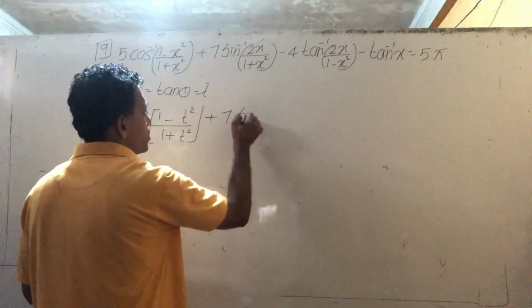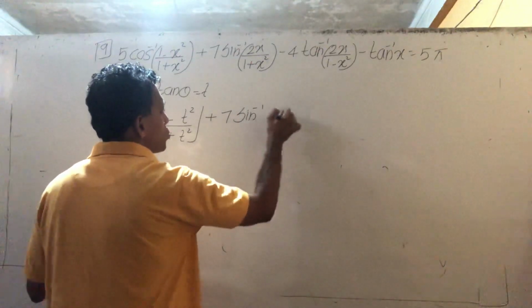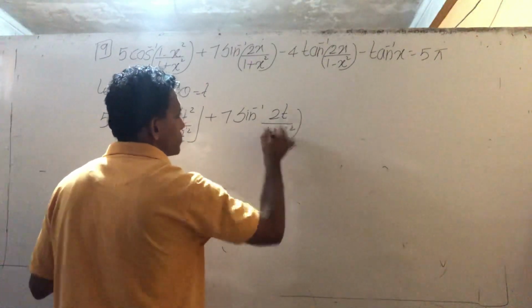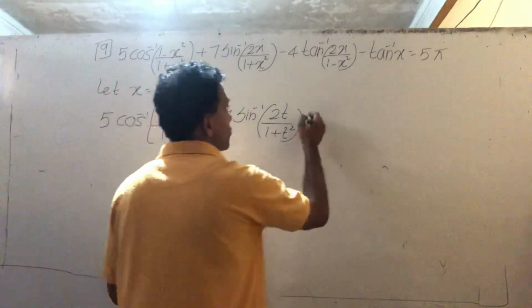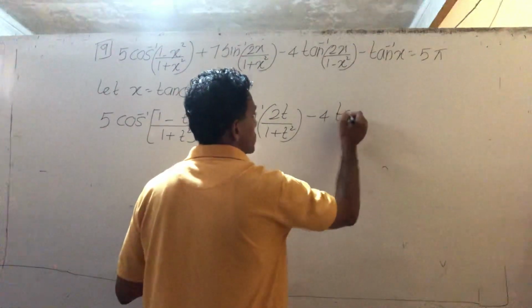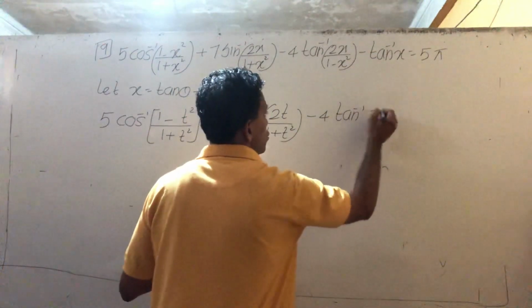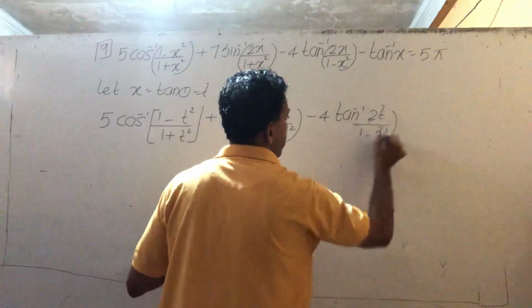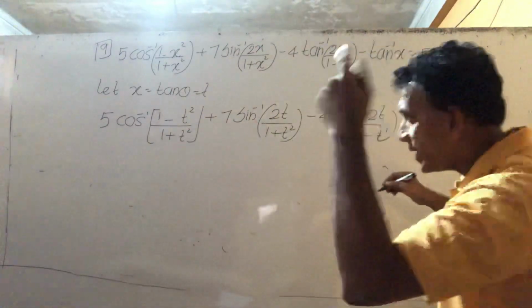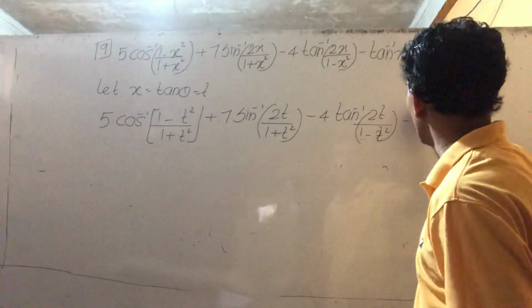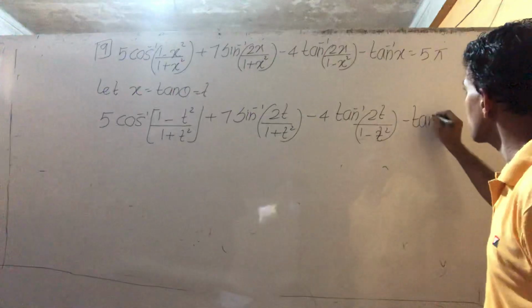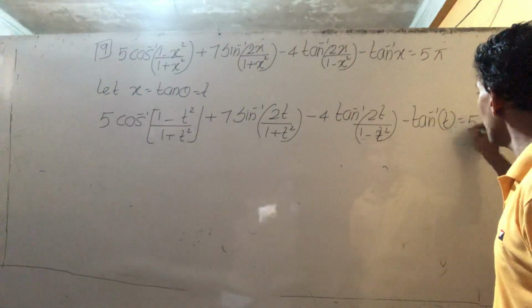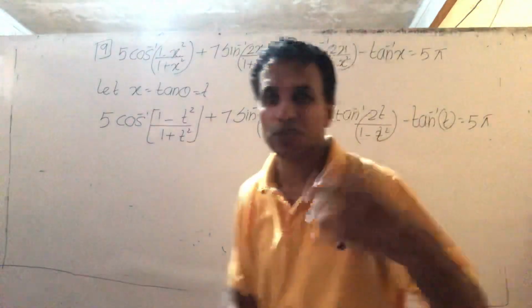7 sin inverse of 2 tan theta over 1 plus tan square theta, minus 4 tan inverse of 2 tan theta over 1 minus tan square theta. So when I show you an idea, what does this expression hold? Tan inverse t equal to 5 pi. Nice problem, nice solving ideas.